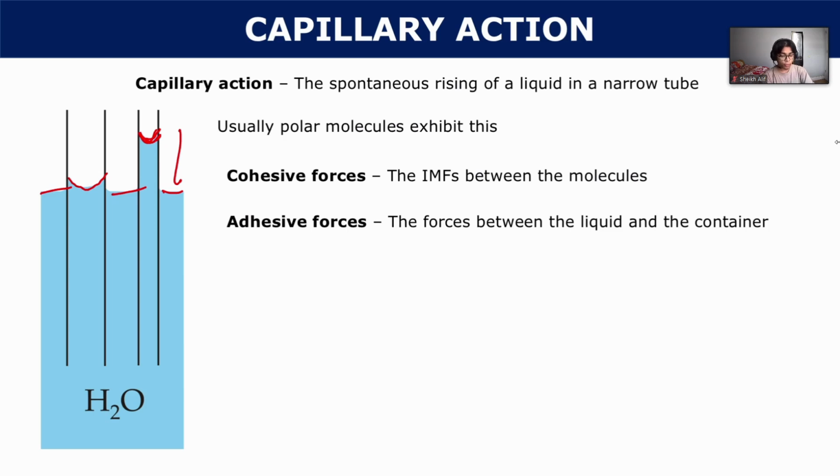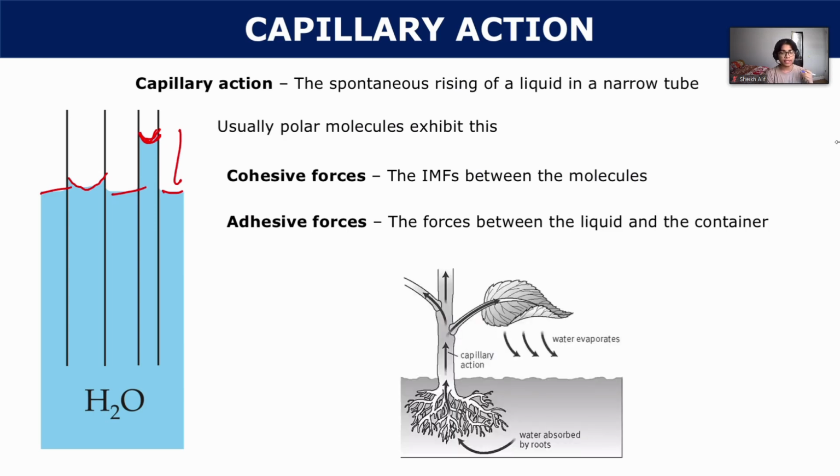One of the most important uses of capillary action in nature is the transportation of water in plants. So what plants do is that they absorb water through their roots, and I think they're called xylem or something, but they have these super narrow tubes that are very small, and they use capillary action to deliver that water to other parts of the plant.